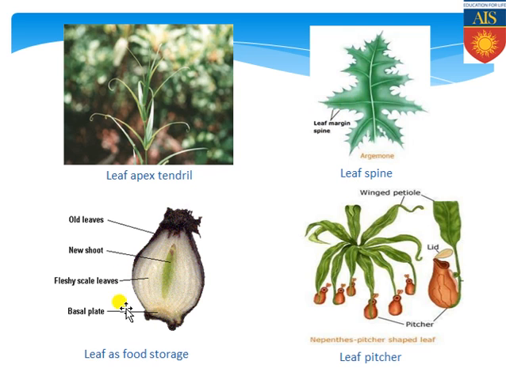This is a specific example where the leaf acts as a food storage, in case of Allium cepa or the onion, when you are opening the covering, that means opening the scaly leaves of the onion. Okay, and this is the leaf pitcher, where the leaf is modified into a pitcher-like structure, and it is commonly found in the pitcher plant. It is responsible for storing rainwater, as well as capturing various kinds of prey like insects and small frogs.